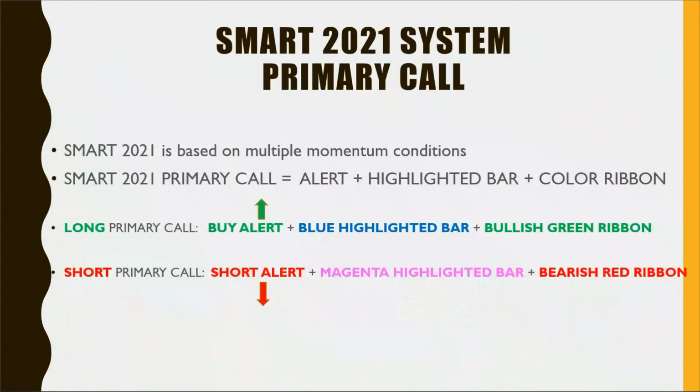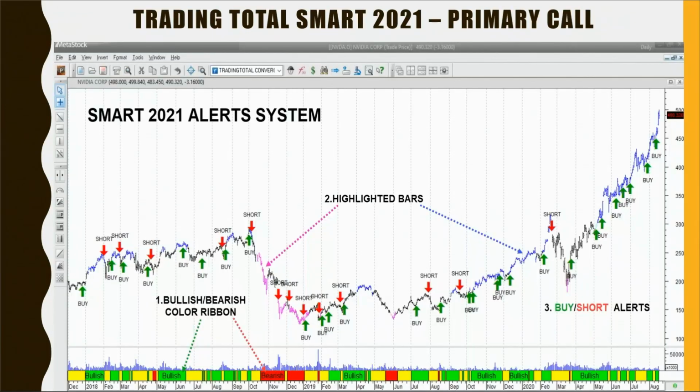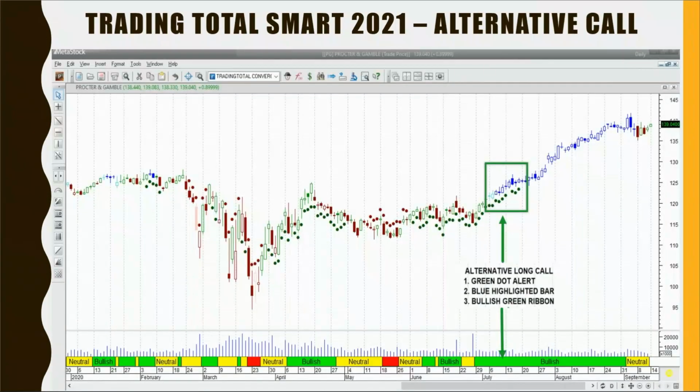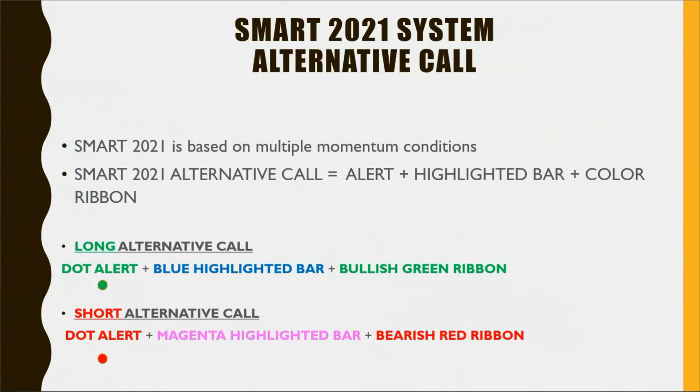So let me go back to show the previous chart where we have the specific alert here, the highlighted bar here, and the ribbon. Only when we have the 3 conditions at the same time, we have an official call. In this case, it's a primary call, and in this case, it's the alternative call, right? Let me move forward now to the next slide, which is slide number 9, to summarize the alternative call elements.